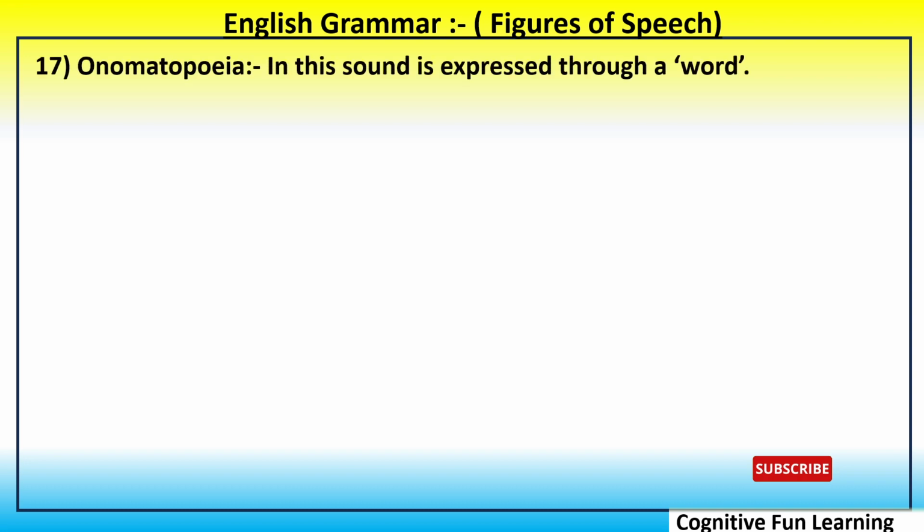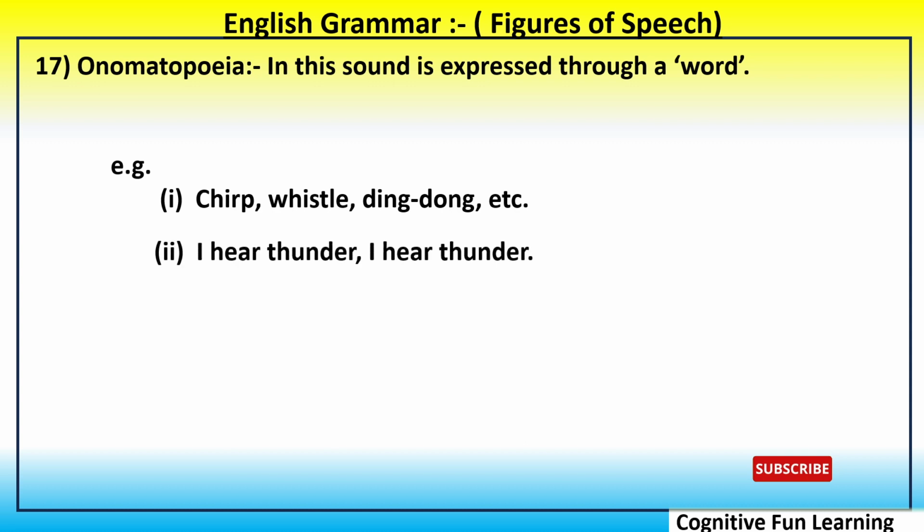Next figure of speech is onomatopoeia. In this, sound is expressed through a word. For example, chirp, whistle, ding dong, etc. Second one is I hear thunder. So here, sounds like chirping, whistling, ding dong, they are expressed by words. So this is an example of onomatopoeia.